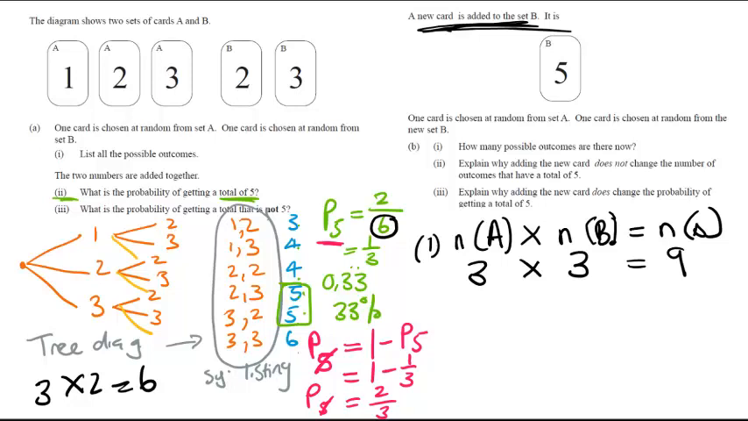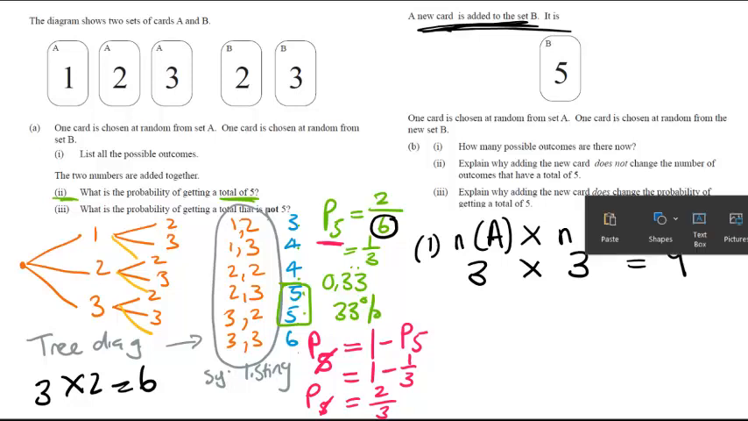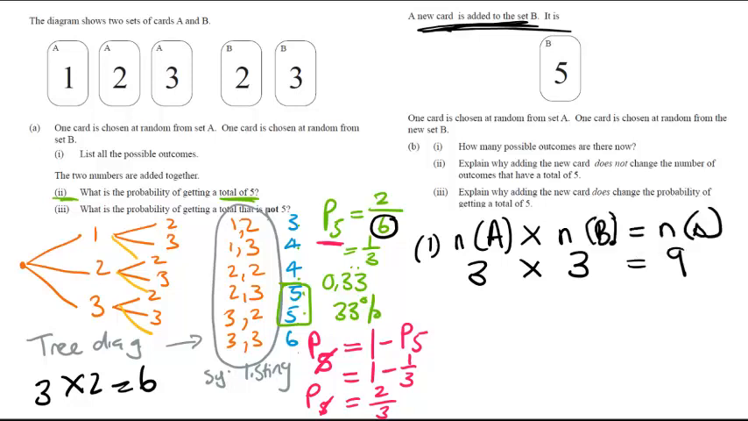Question 2 is saying, explain why adding a new card does not change the number of outcomes for the total being 5. Notice that the number that is added on the card is 5. So 5 plus 0 is the only possibility for us to get a total of 5, and A does not give us an option of 0. So whatever the outcome is now, it's going to be greater than 5.